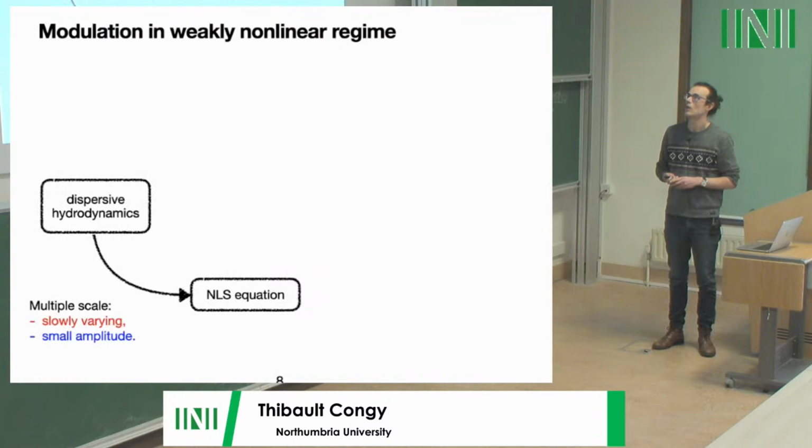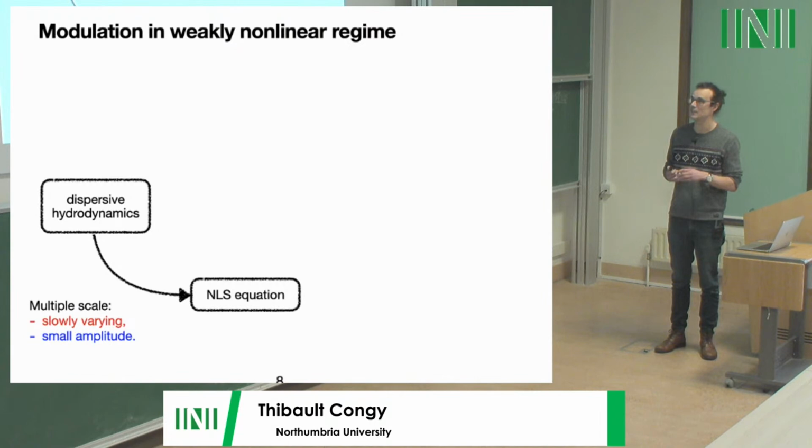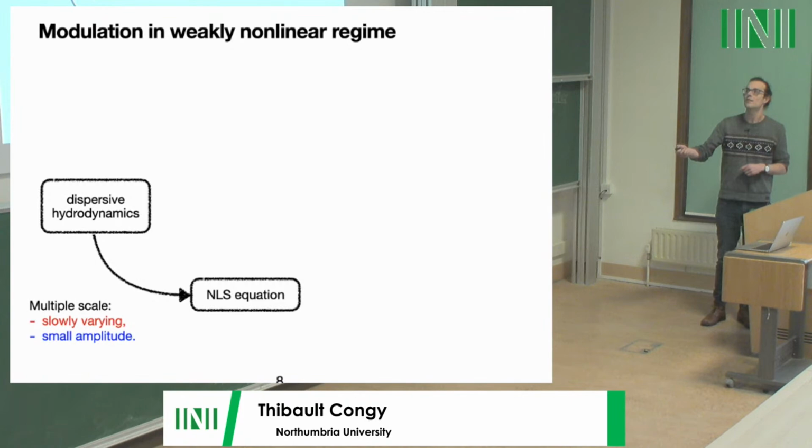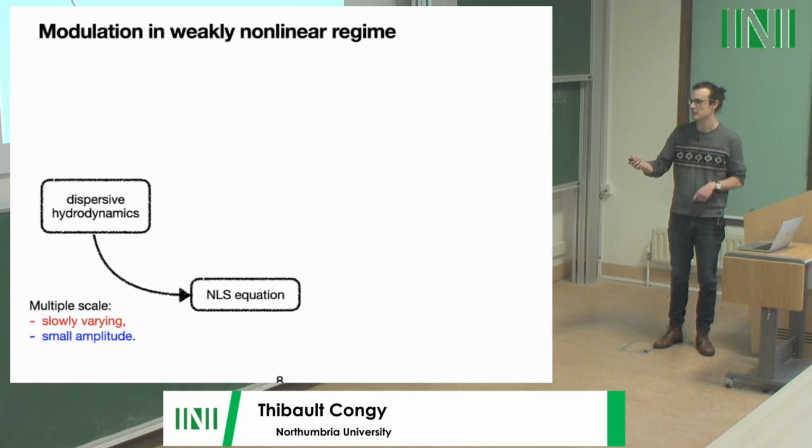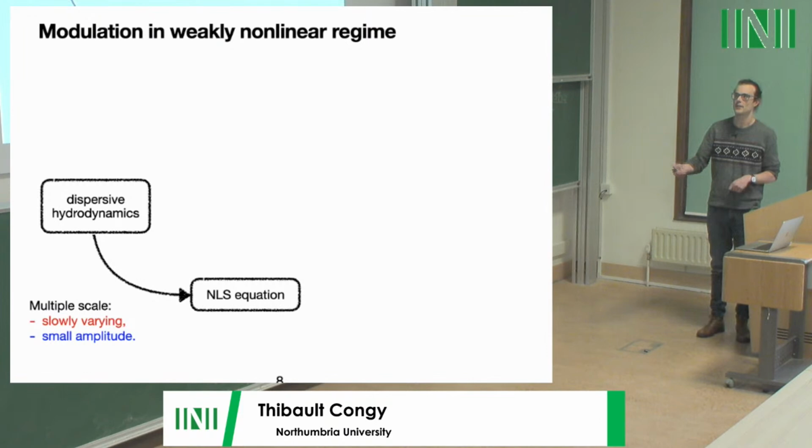Okay, so it's another small summary, but keep this in mind when I show you some mathematical computation in a few slides. So what are we doing now? We have some dispersive hydrodynamics. We do our multiple scale. We obtain the NLS equation. So in the multiple scale, you have these two assumptions: slowly varying, and small amplitude wave.